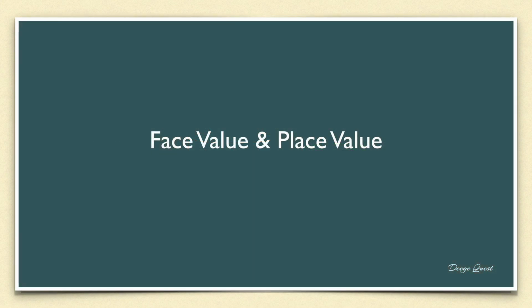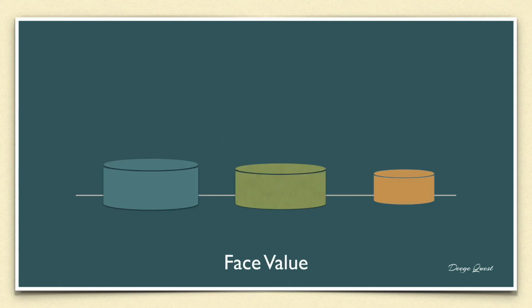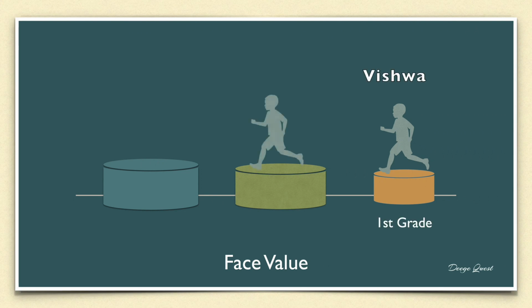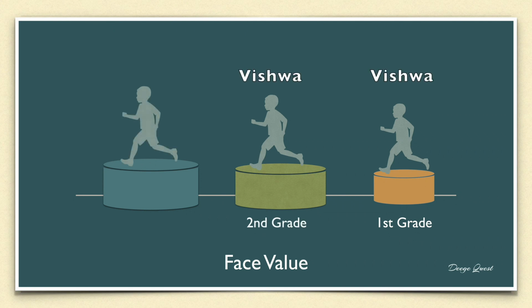Now let's try to understand the face value and place value. Just to give you an example, this boy's name is Vishwa. He was in the first grade last year. This year he is in the second grade, and next year he will be in the third grade. And his name Vishwa is his identity, which will not change from year to year. He will always be Vishwa, right?